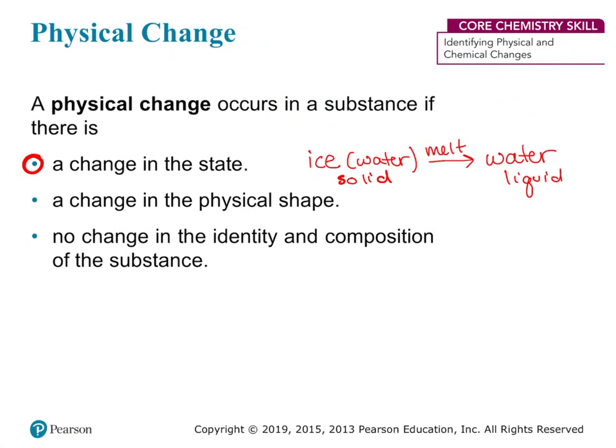A physical change is also a change in the physical shape. So let's say we hammer a rock into pieces. So we're not changing the chemical composition of the rock, but we are changing its shape. It's going from a full rock to little pebbles. And then a physical change, again, does not involve a change in identity. So no change in the identity and composition of the substance. And that's a key point because we're about to talk about chemical properties and chemical changes, and that does involve a change in the identity of your substance.